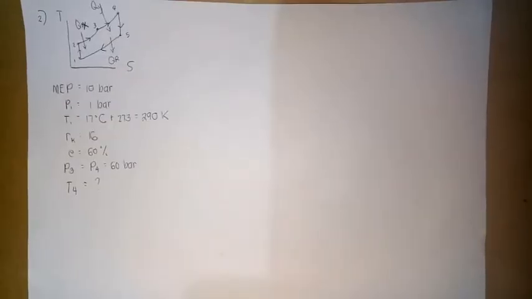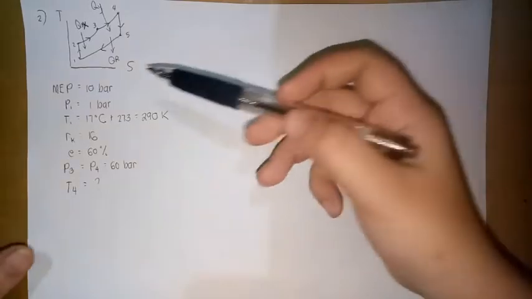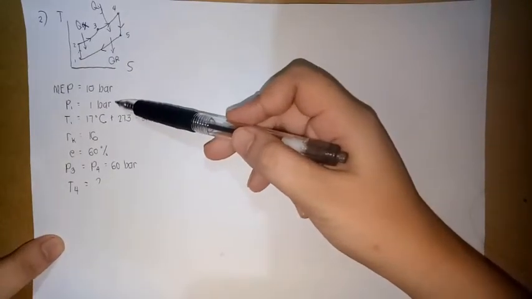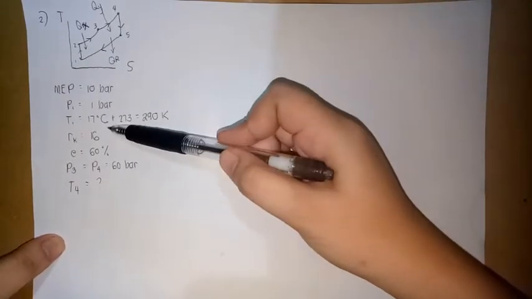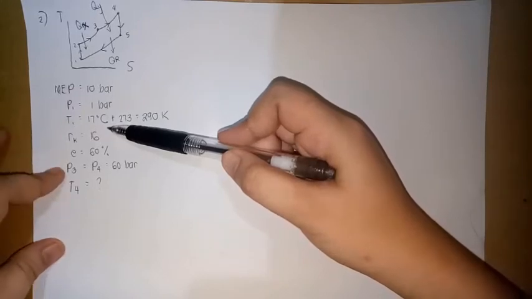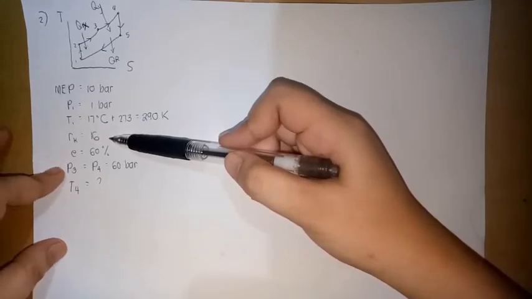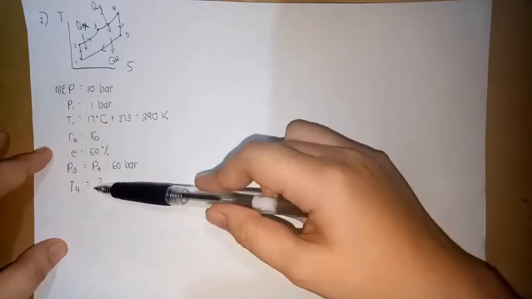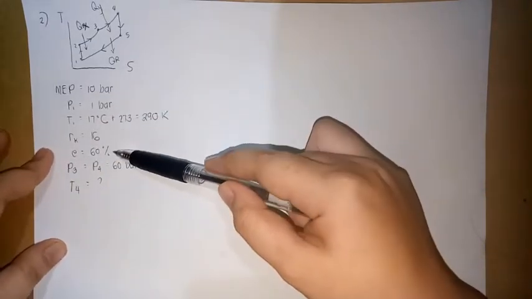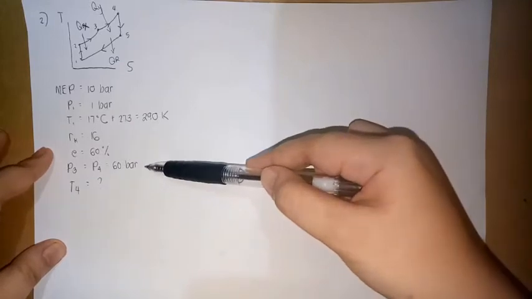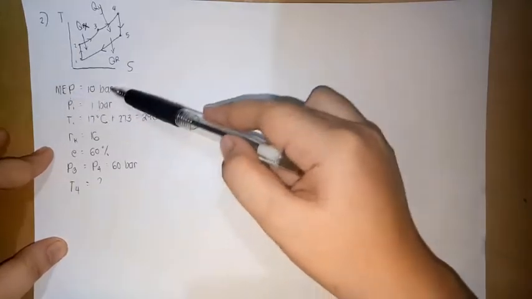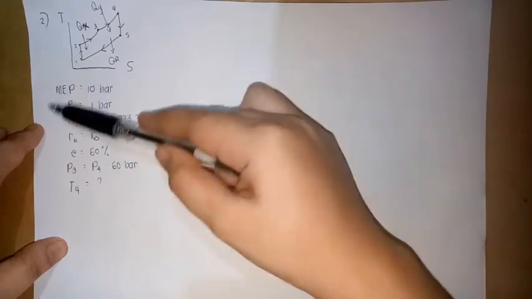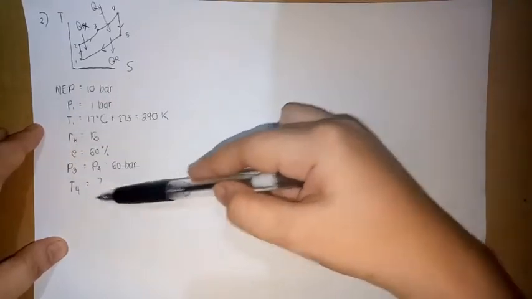In problem number 2, we have an air standard dual combustion cycle with a mean effective pressure of 10 bar. The minimum pressure and temperature are 1 bar and 17 degrees Celsius respectively, and the compression ratio is 16:1. Calculate the maximum cycle temperature, T4, when the efficiency is 60% and the maximum cycle pressure is 60 bar. So, given these values, these conditions, how are we going to solve for T4?